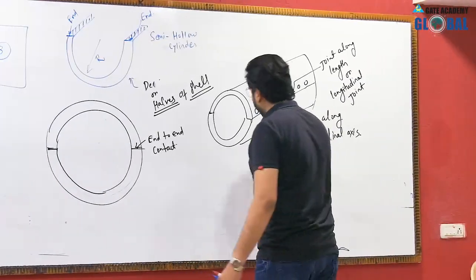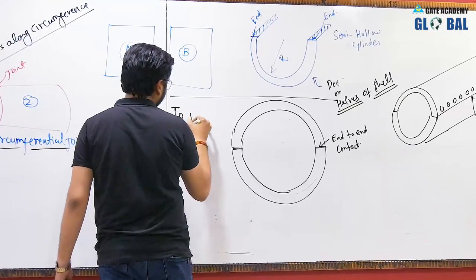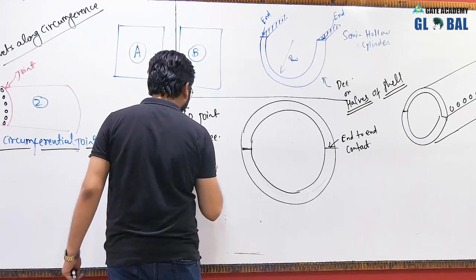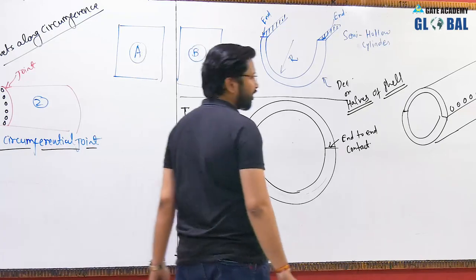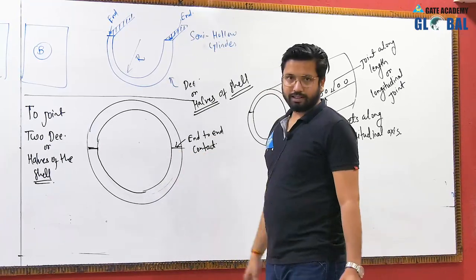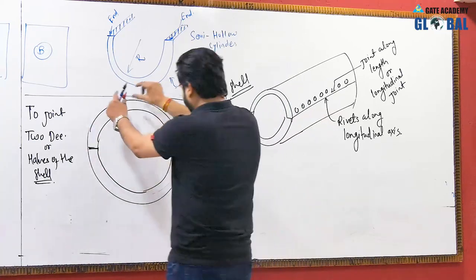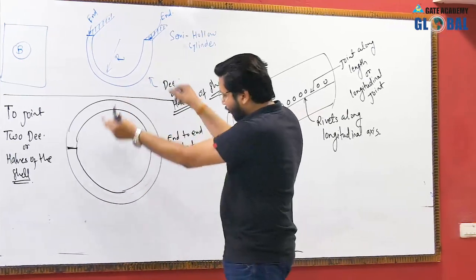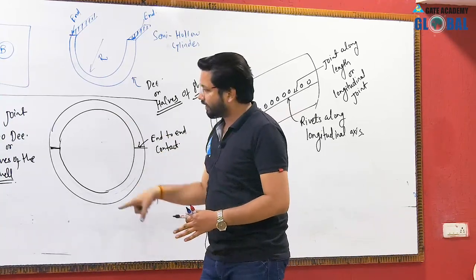Now, if I ask you, to join two halves of the shell, two D's, which kind of riveted joint can you use? Here we have an end-to-end connection, and we cannot have any overlapping surface. In order to form a proper cylinder, we cannot have an overlapping connection. We must have an end-to-end connection in order to have a proper cylindrical shell.